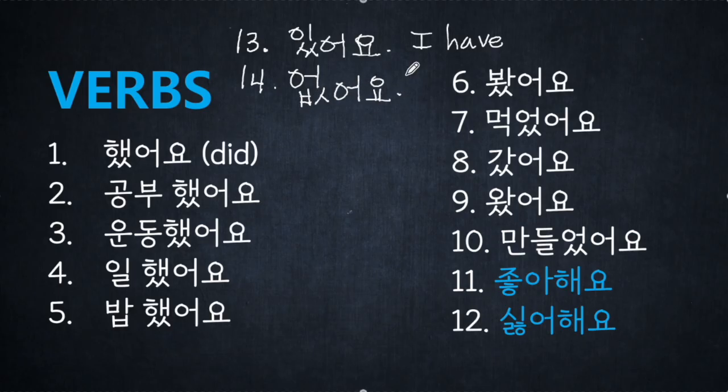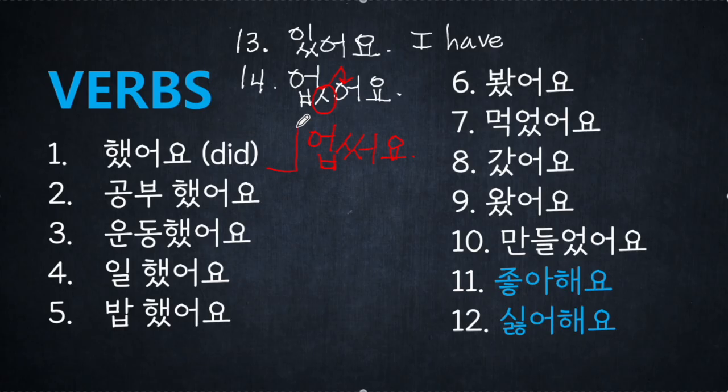If I ask you, do you have a pen? Pen 있어요? Do you have a car? 차 있어요? Do you have a bag? 가방 있어요? If you have them, you could say 네, 가방 있어요. If you don't have them, you say 아니요, 없어요. So it'll sound like 없어요.